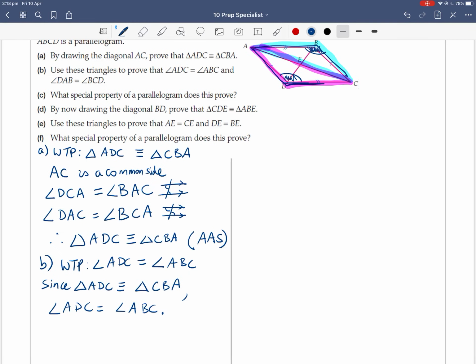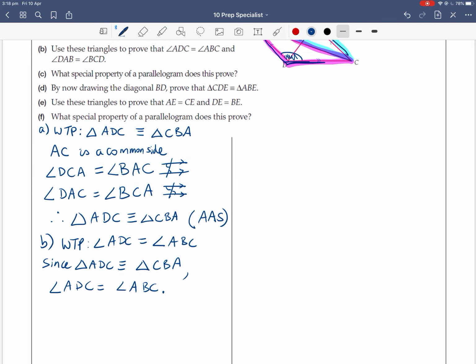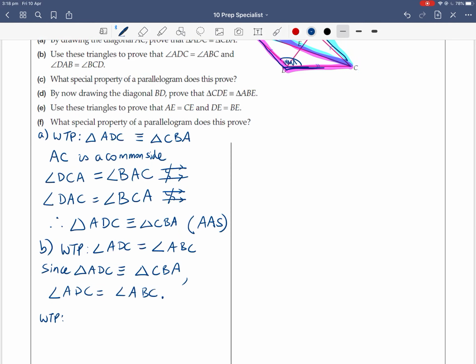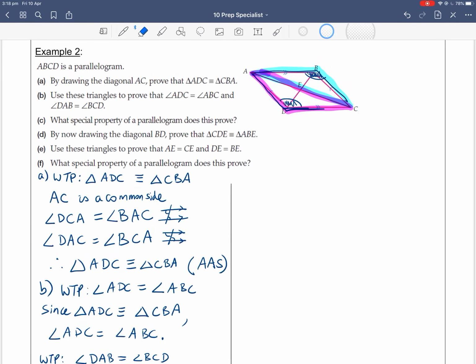Now, part 2 of part B says we want to prove that angle DAB is the same as BCD. Alright, so let's go back to our diagram. Let me rub off some of this annotation. Okay, so DAB, that's this angle here. We want to show that's the same as this angle BCD.